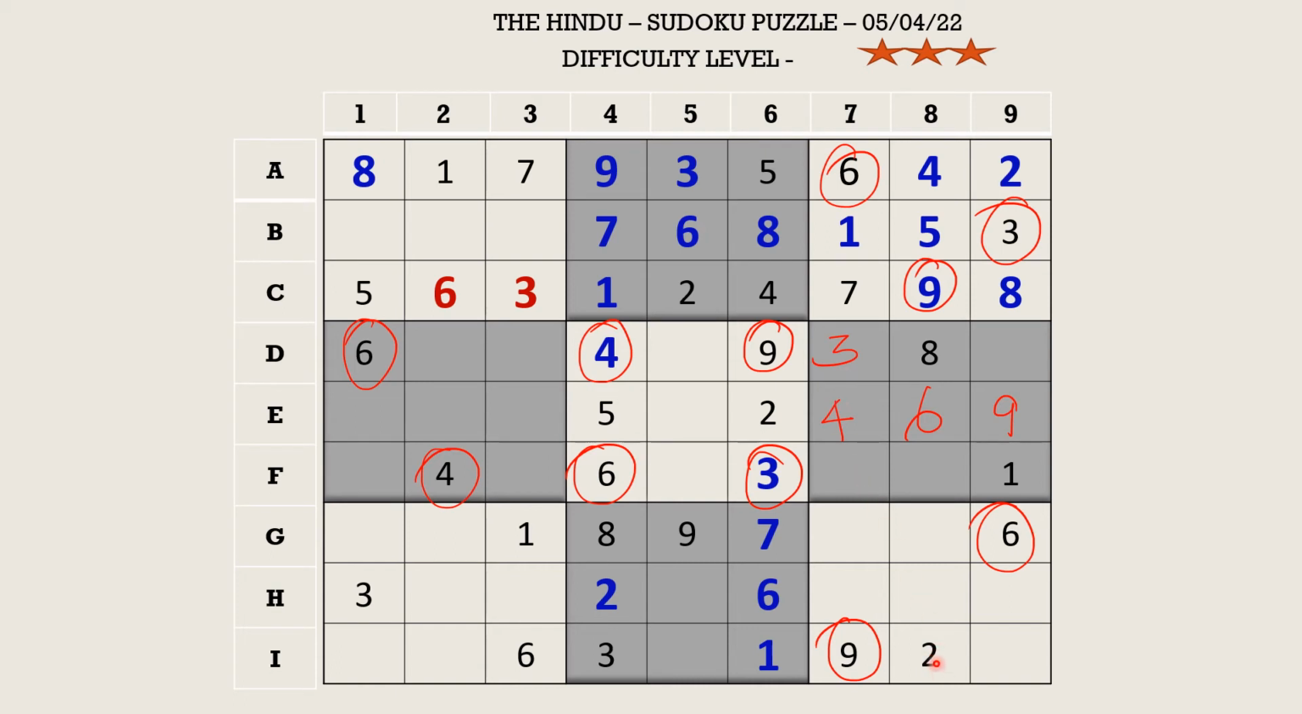There is a 2 here in the ninth block, which blocks these two cells. So in column 7, this is the only cell where 2 can be. Now in this block, there are only 2 empty cells and the missing numbers are 5 and 7. There is 5 here in column 8, which blocks this cell. So F8 takes 7 and D9 takes 5.